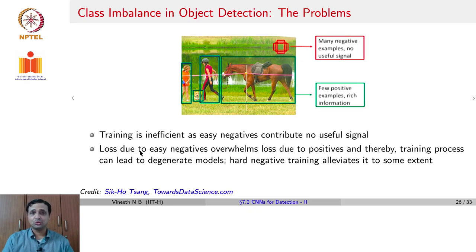Secondly, the loss could get overwhelmed because of the negatives instead of the positives, and this could degenerate the training process, leading to degenerate models. To some extent, the hard negative mining that we spoke about in SSD, where we try to ensure that the final loss only uses samples with significant confidence loss and ensures a ratio of 3:1 between negatives and positives, does alleviate these issues, but the issue still remains.